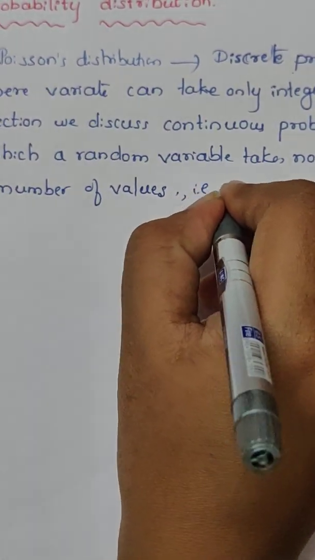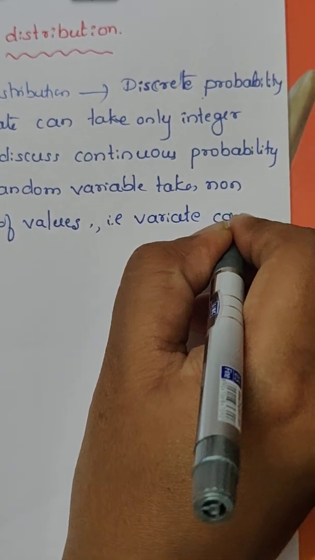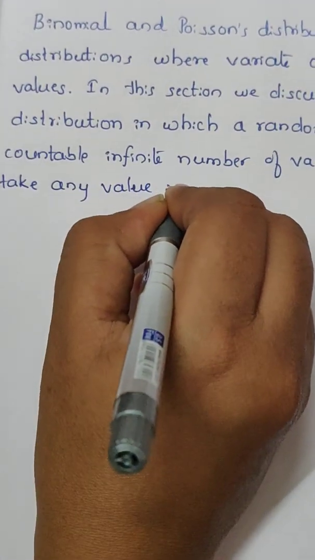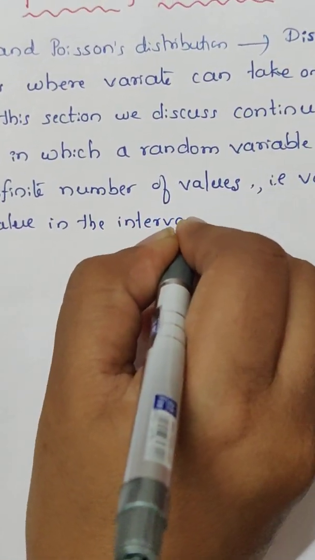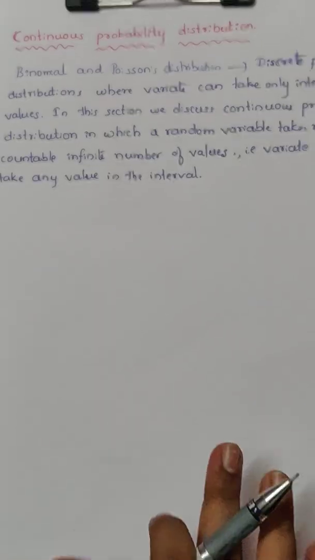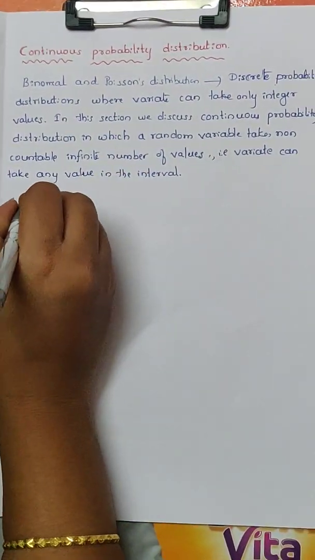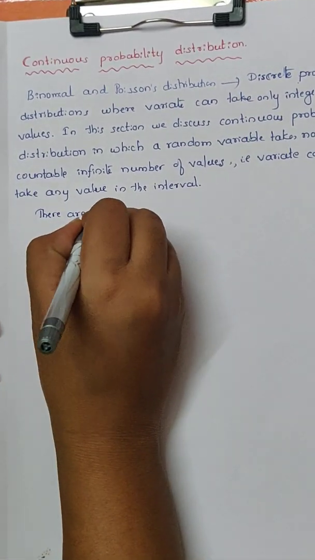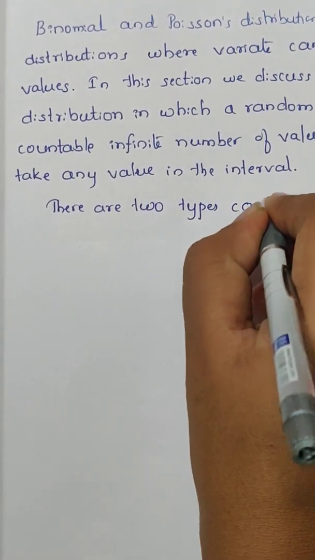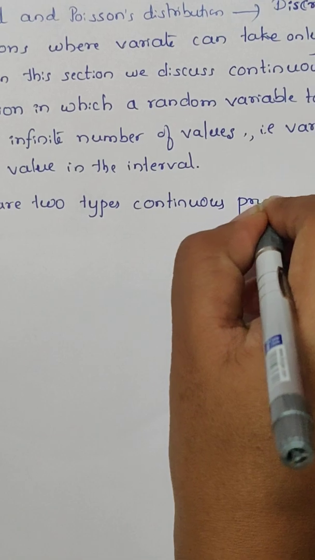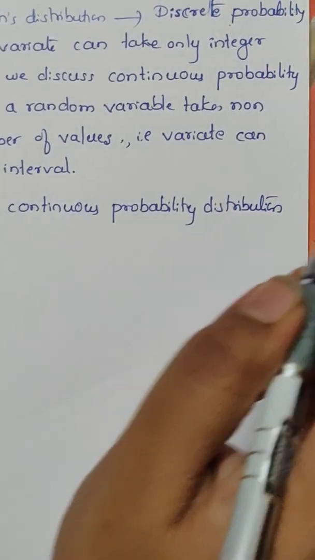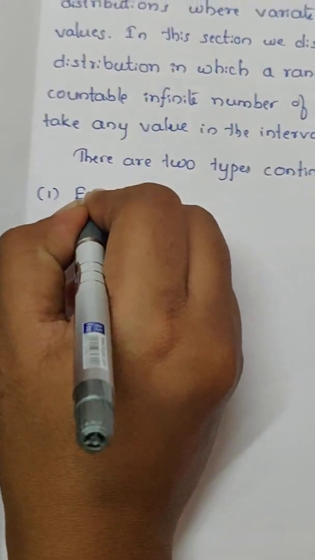That means the variate can take any value in an interval. In both binomial and Poisson's distributions, the variate can take only integer values. In a continuous probability distribution, the variate may take any value in the given interval. There are mainly two types of continuous probability distributions that you are going to study now: one is the exponential distribution and the other is the normal distribution.